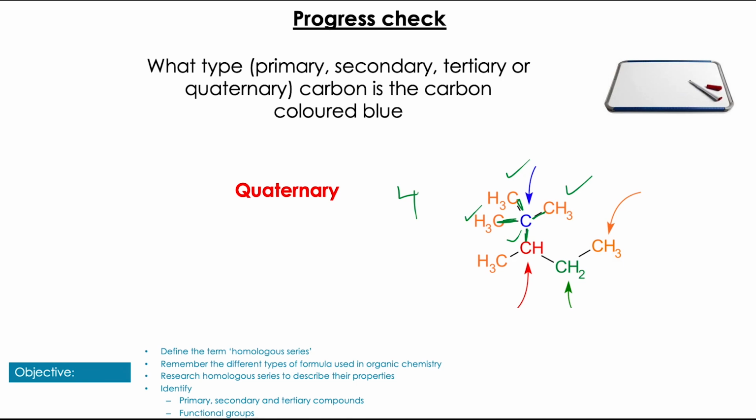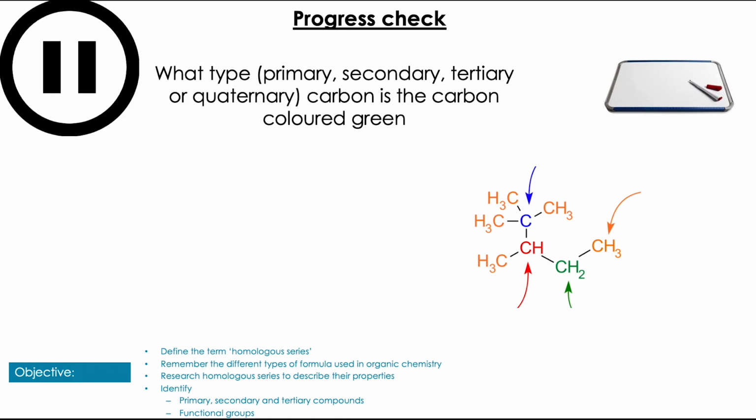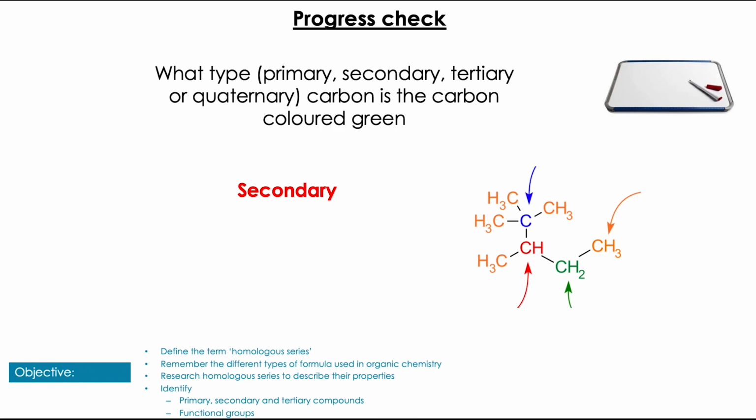Next question. What type is the carbon colored in green? Pause the video. Pop them up. That's right, we had a secondary carbon here. We can see that it's got 2 hydrogens and it's also bonded to a carbon on the other 2 bonds. So 2 bonds, secondary.